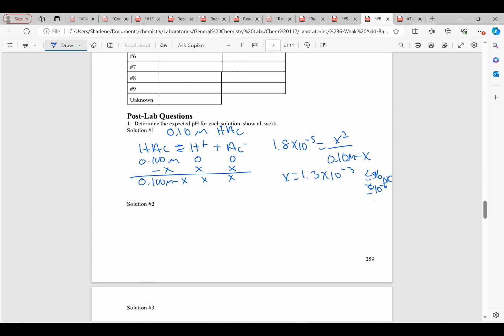All right. The next one was just a dilution. So we're going to have the exact same problem, but with a different concentration. Now, I did this for a reason. This concentration turned out to be 0.050 molar.